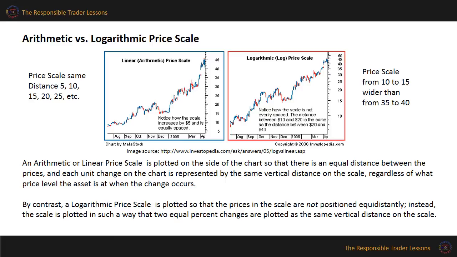The interpretation of a stock chart can vary among different traders depending on the type of price scale used when viewing the data. The two most common types of price scales are arithmetic, also referred to as linear, and logarithmic, also referred to as log.